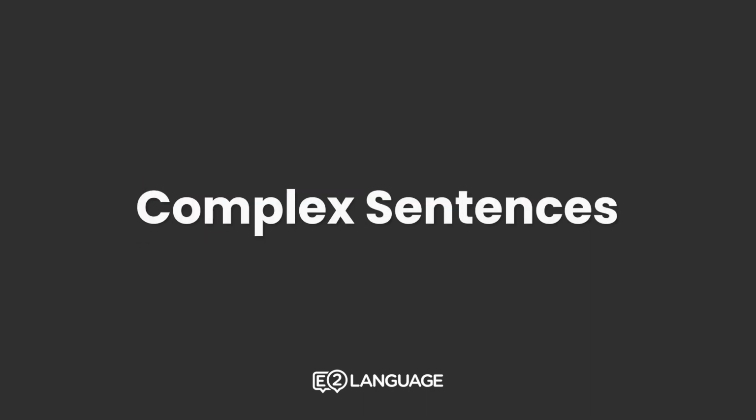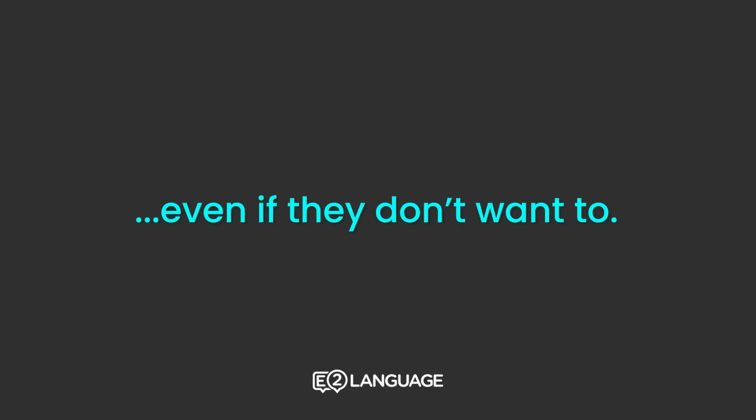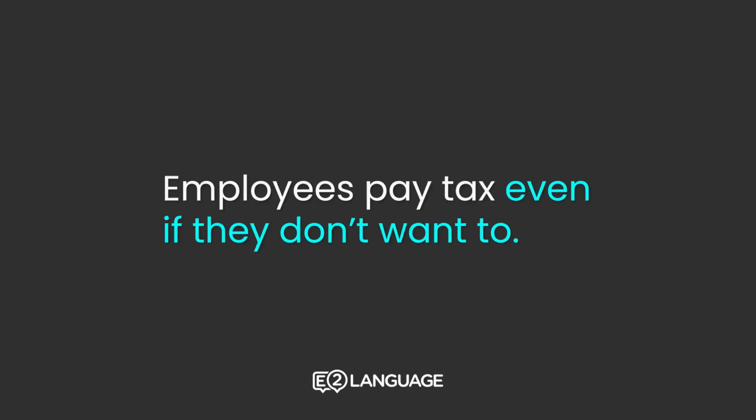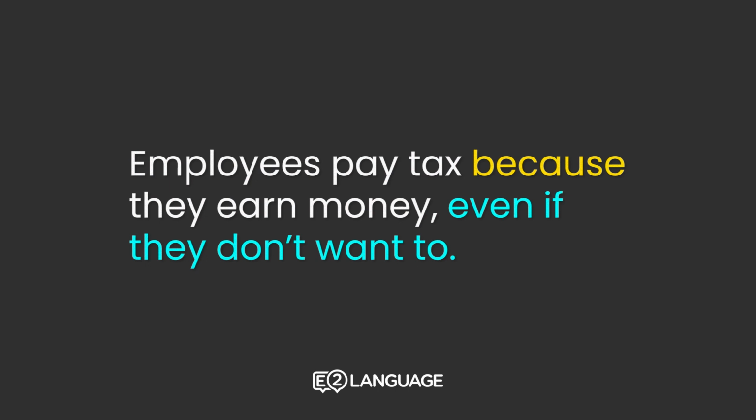Then there are complex sentences, and these ones are important to include in your essay. They include a subject, verb, object, plus another sentence part, like even if they don't want to. As in, employees pay tax even if they don't want to. Finally, we've got the most complicated sentence type of all, the compound complex sentence, which is a big combination of all the sentences together, like employees pay tax because they earn money even if they don't want to.